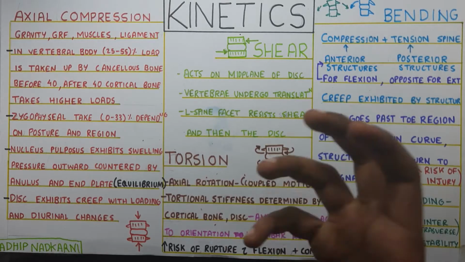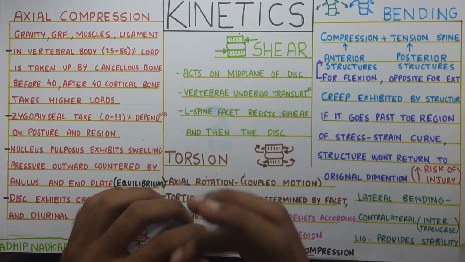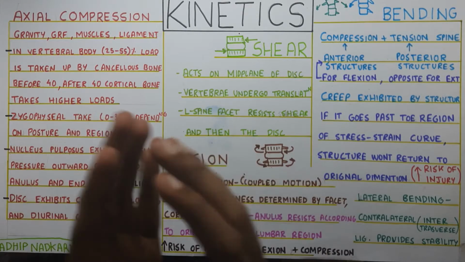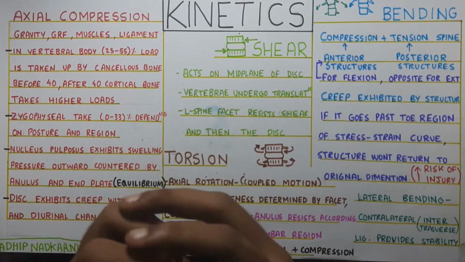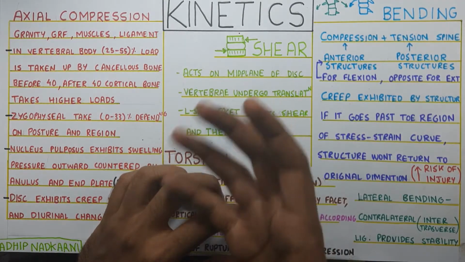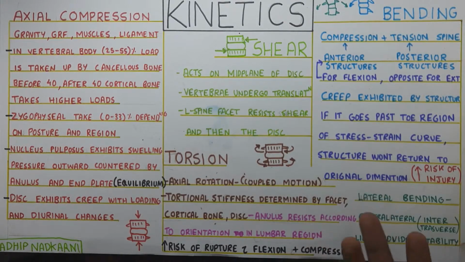So if these structures go past the toe region of the stress strain curve, the structures won't come back to their original dimension, right? So if they are not in their original dimension, they won't be able to provide the exact same resistance that they were providing before, right? So this is why there will be high risk of injury. Also, it will be the same in case of lateral bending.